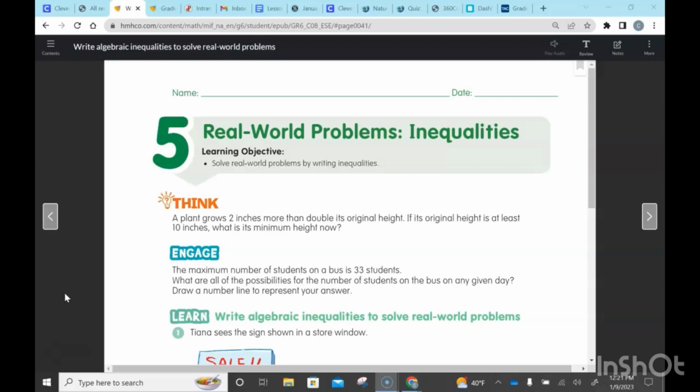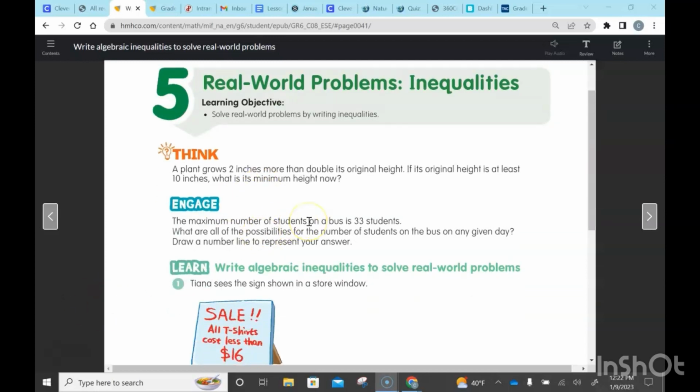So what we're going to look at today is just to solve real world problems by writing inequalities. I know in the video previously we were taking a look at equations and inequalities, and now what we're going to do is look at real world situations and write inequalities based upon them. So the first part we're going to look at is writing algebraic inequalities to solve real world problems.